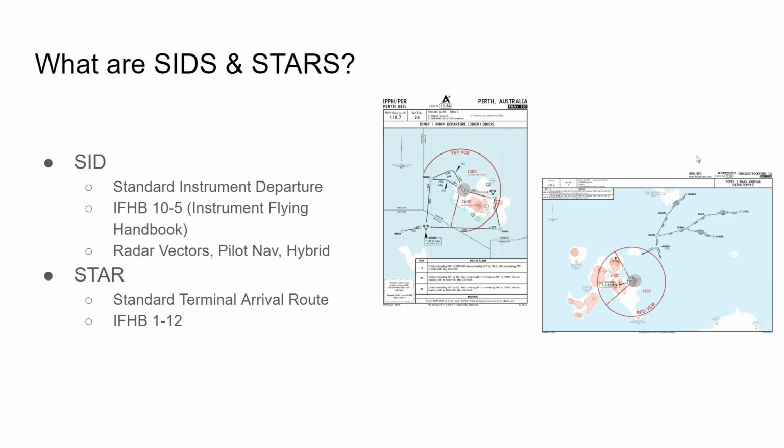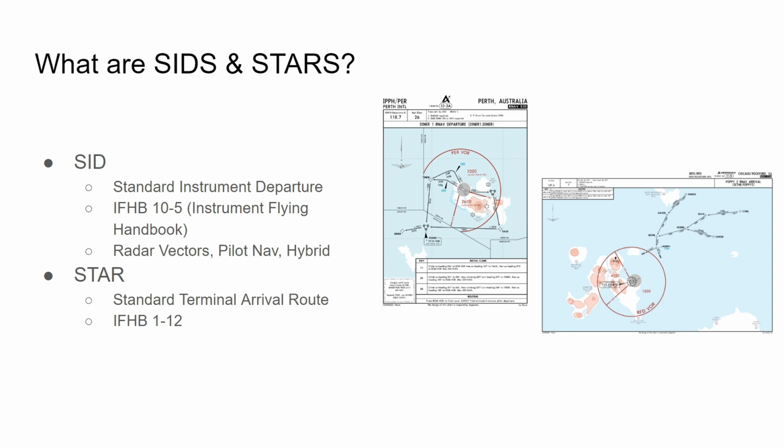For our first video, we will be discussing SIDs and STARs and visual approaches. So what are SIDs and STARs? Well, a SID stands for Standard Instrument Departure, while a STAR stands for Standard Terminal Arrival Route. Obviously, in name, one is a departure, one is an arrival.